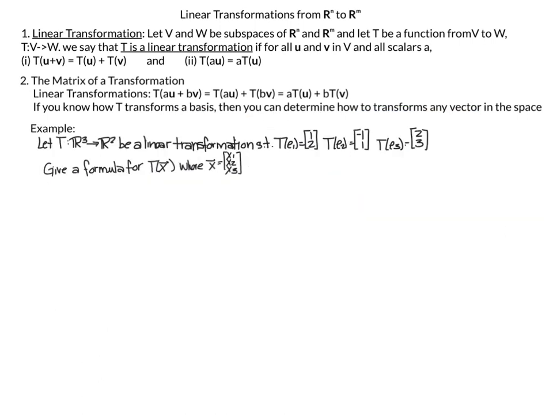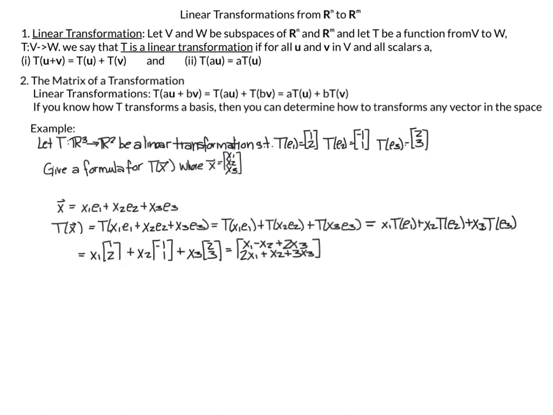This next example will show that if we know how T operates on the standard basis, it makes things even easier. So let T be a transformation from R3 to R2. It's going to be a linear transformation such that T transforms E1 into (1, 2), transforms E2 into (-1, 1), and E3 into (2, 3). We want to give a formula for the matrix T of X, where X is the three-dimensional vector.